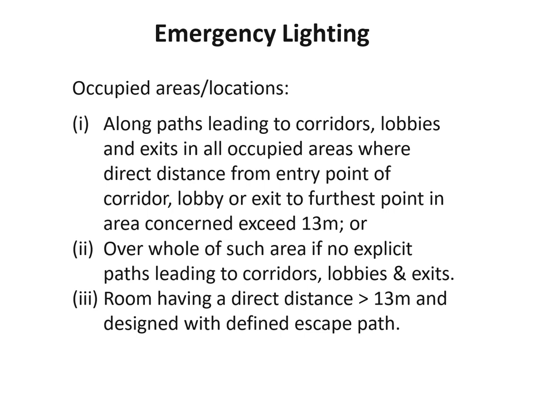So over a whole of such area, if there is no explicit path leading to corridors, lobbies, and exits, and rooms having direct distance of more than 13 meters are designed with a specific escape path. Once again, this is how they describe things in the fire code, and over time you'll develop a way of translating this into diagrams, into something physical. If you don't get it, it's too confusing now, it's okay. Just have a sense of how it works.